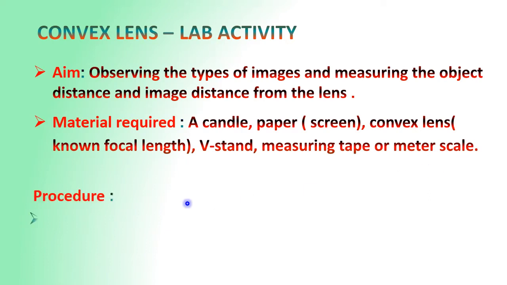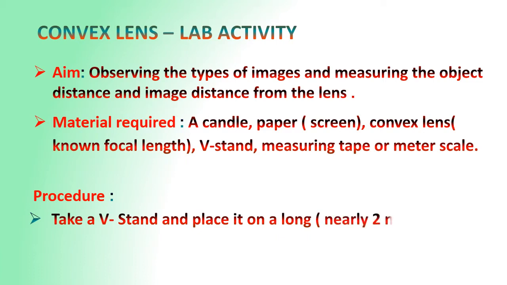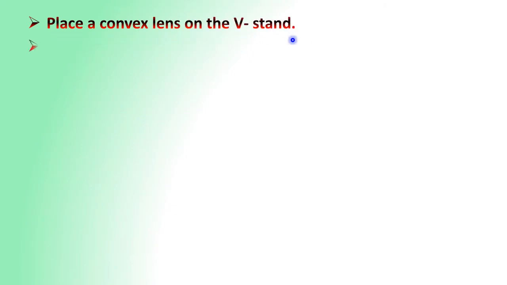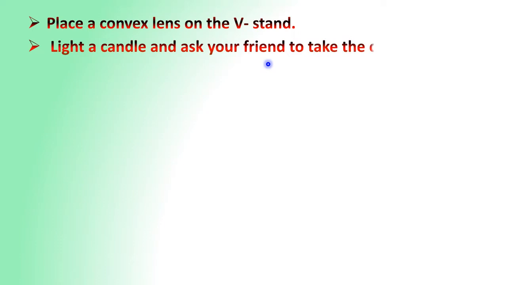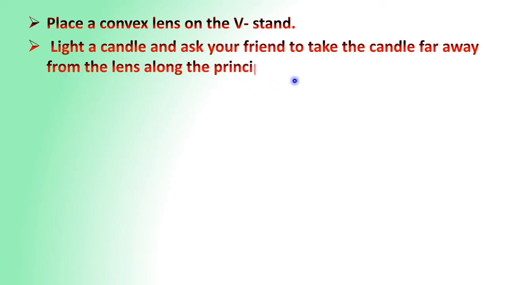And here is the procedure. Take a V-stand and place it on a long table at the middle, nearly 2 meters long table. At the middle of the table, we have to place the V-stand. Place the convex lens on the V-stand. Now, light a candle and ask your friend to take the candle far away from the lens along the principal axis.